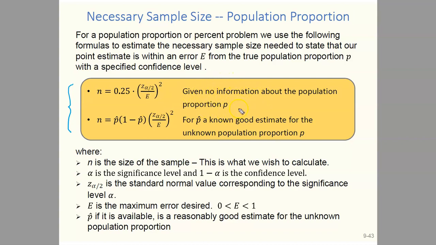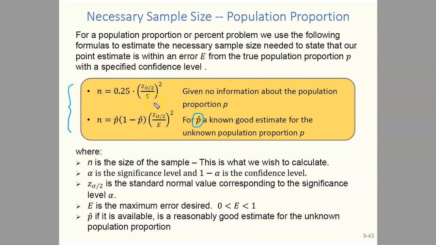So if we have no idea what the population proportion is, or a decent estimate for it, we use this formula. Now the second formula here we use if we have a good estimate P hat to the true population proportion P. So maybe this P hat came from a prior study and we have a feeling that the true population proportion hasn't changed much. In that case, we can use this formula here.